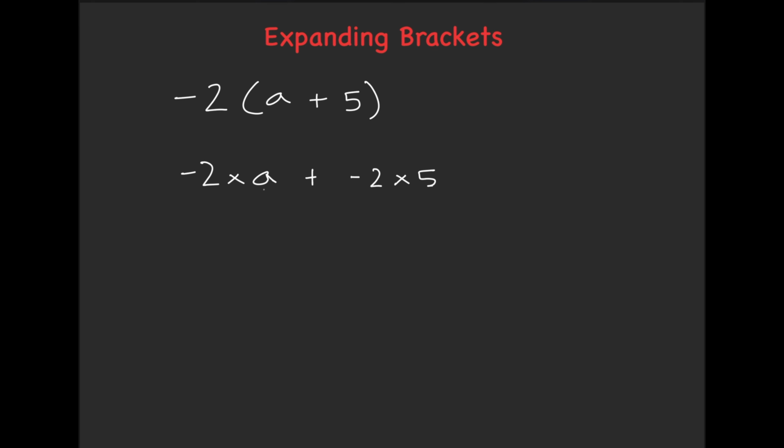Minus 2 times a is just minus 2a plus minus 2 times 5, which is minus 10. And like before, anytime you have plus, minus, and then a number, it can be written as just minus that number. So our final answer for this question is minus 2a minus 10. And we've expanded the brackets.